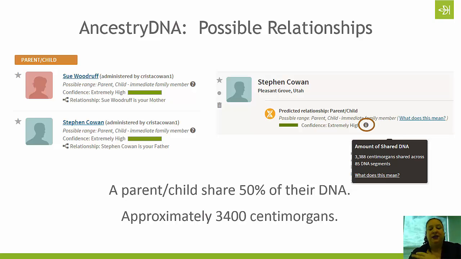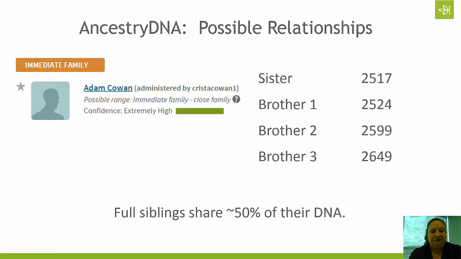If you forget or need a refresher, again, when you're viewing the match page, click the little I. That will tell you how much shared DNA you have with this individual. And then if you click the little "what does this mean" link, that will take you to a chart that explains what the different relationship level sharing is. So parent-child is category number 1.